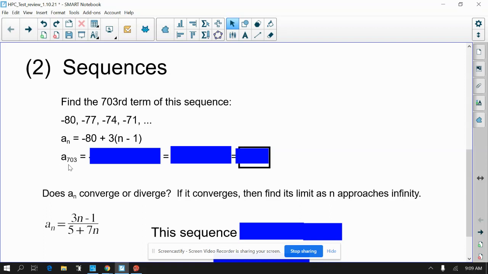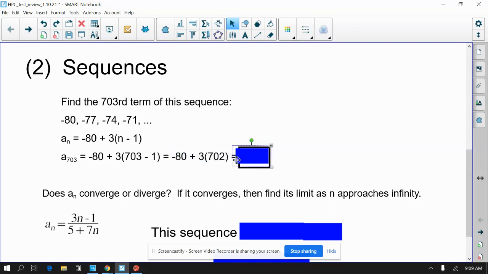But what is it? What is that value? So you replace n with 703. And you see how I'm showing my work. Simplify, simplify, simplify. 2026 is the 703rd term of this sequence.